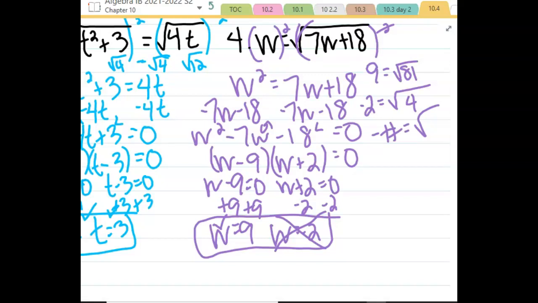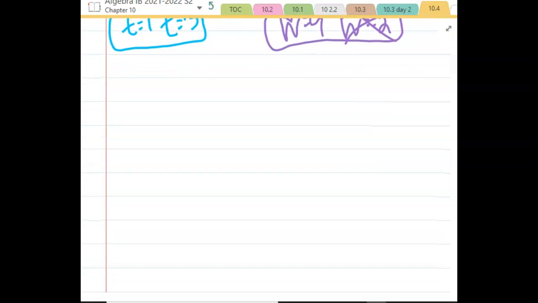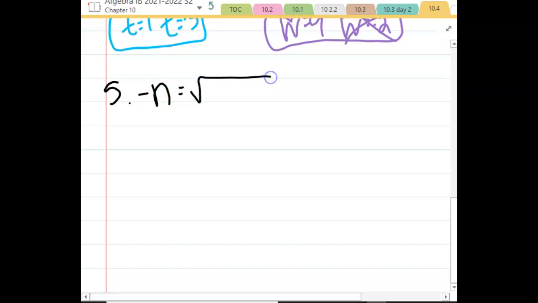All right, let's do just a couple more. Let's do negative n equals the square root of 4n plus 12. Okay, so just like the last ones, the square root is isolated, so we're ready to square both sides.